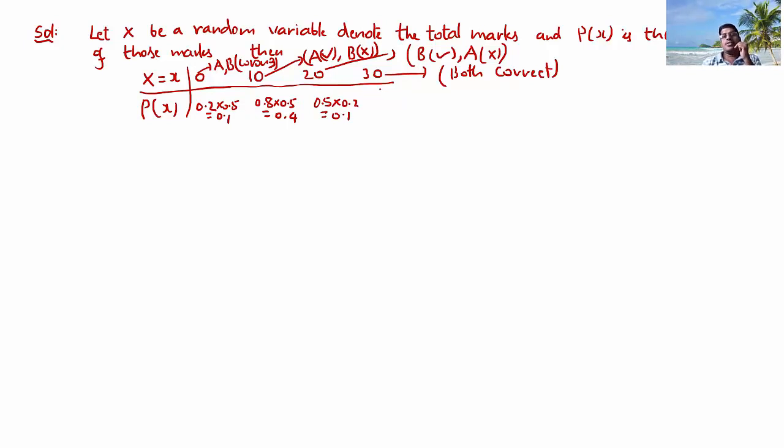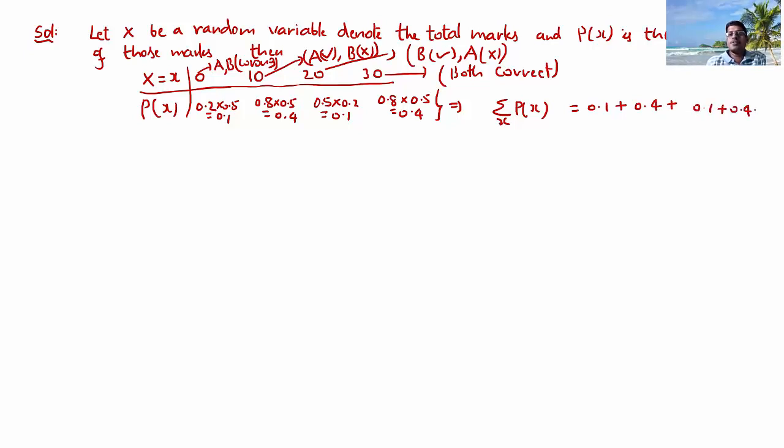So here both are correct. Let us take A first, B second, or whatever, B first, A second, whatever it may be. So A correct answering is 0.8. B is also correct, that is question B also correct answering 0.5, which is simplified to 0.4. So from this, the sum of all the probabilities, this is a discrete random variable, X, is a summation taken over all x values. P of x is equal to 0.1 plus 0.4 plus 0.1 plus 0.4 is equal to 1.